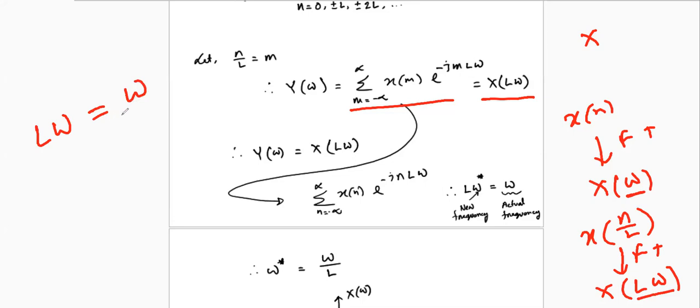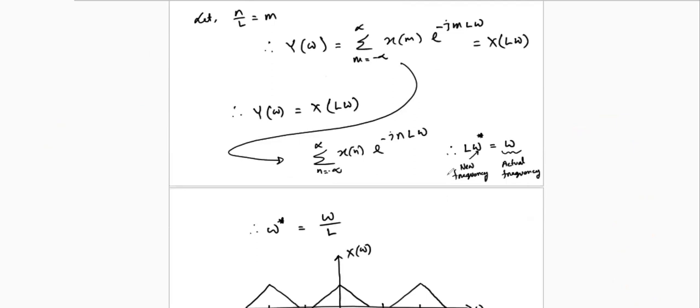If I want to distinguish between these two omegas, I just put a star to show that this is the new frequency, the new spectrum. Then we can write omega star is equal to previous omega divided by L. For example, if omega is equal to pi, now the omega is converted to pi by L. So here I have written L omega star is equal to omega.